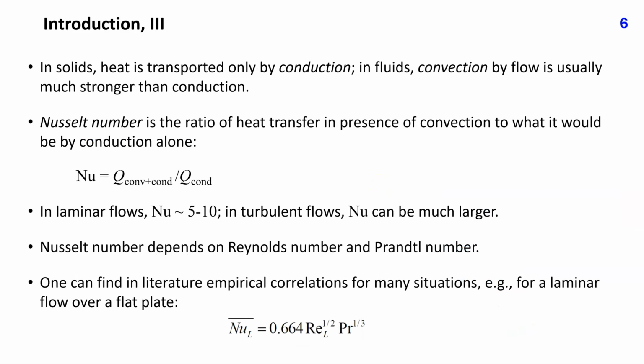In solids, heat is transported only by conduction. In fluids, both conduction and convection are present, whereby the convection by flow is usually much stronger than conduction. Nusselt number is the ratio of heat transfer in presence of convection to what it would be by conduction alone. In laminar flows, the Nusselt number is usually smaller than 10. In turbulent flows, Nusselt number can be much higher.